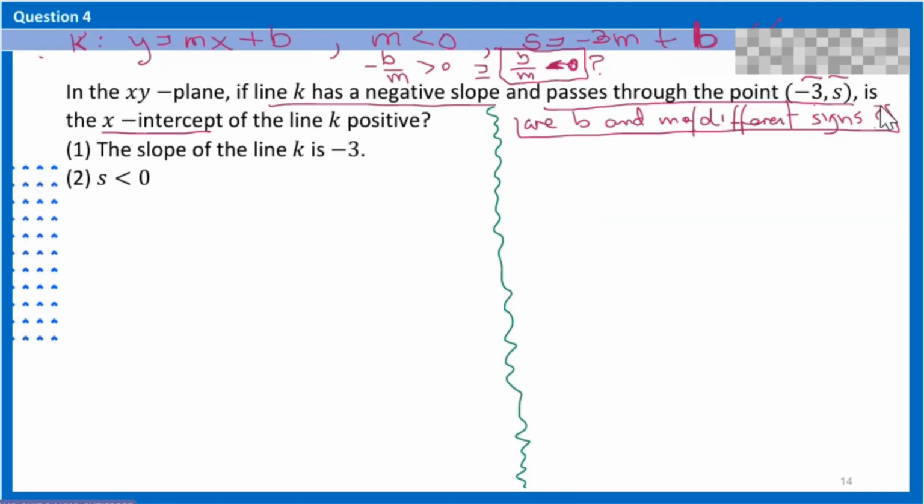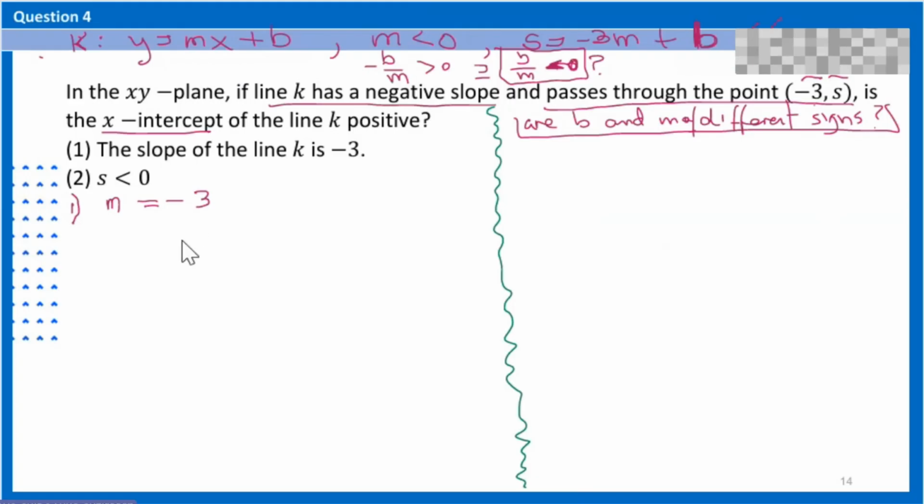So let's go on this question using a purely algebraic approach. You know that the slope of line K is negative 3. So is that of any use? The slope of line K is negative 3. So what is the slope? M. I know that the slope is less than 0. Now they are telling me that it's exactly negative 3.